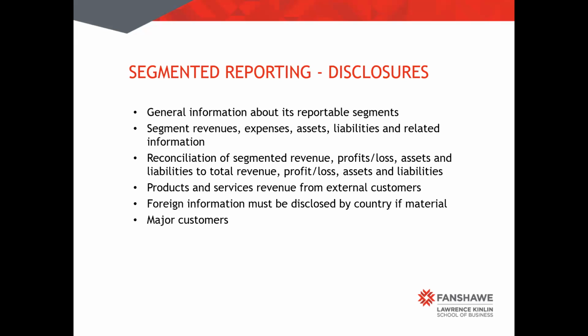So under your note disclosures, you would provide some general information about those segments. You would provide what's the revenue, what's the expenses, any assets or liabilities that are specific to those segments. You would provide a reconciliation or a table of that segmented revenue, profit, loss, et cetera, back to the total on the financial statement. So typically you would do a chart or a table in your notes that has the different segments, and then you'll have a total, and the total column would tie to your statement of financial activities or your income statement.